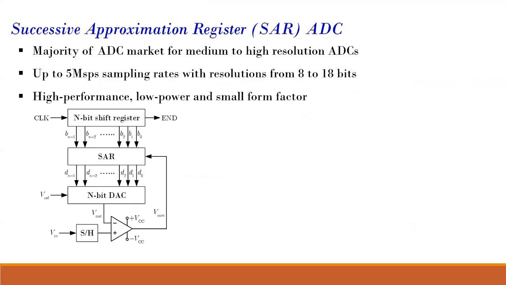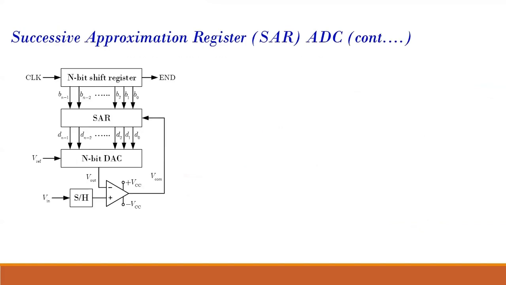So SAR ADC is a successive approximation register ADC, and it is widely used because it is very simple and very intuitive to understand. So let us assume a 3-bit ADC, for simplicity, and let us assume the range. Let us assume the V supply of the ADC to be equal to 3 volt. Now the input signal to the ADC, let us assume it is 1.4 volt.